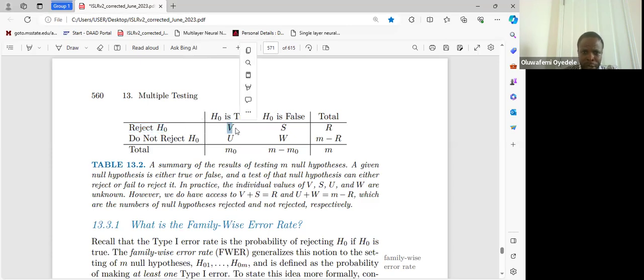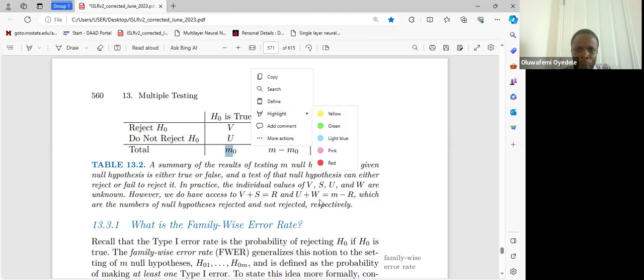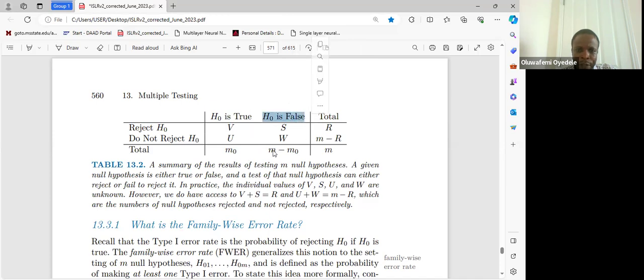So they gave a value of V for that. Where they did not reject the null hypothesis when it is actually false, they gave a value of U. They did the same thing with the value of S and also the value of W. In this case, they have a total value: here we have R, here we have M minus R. Where the null hypothesis is true, we have a value of M0, and where the null hypothesis is actually false, we have the value of M minus M0. So here we have R and M minus R, where we have M.